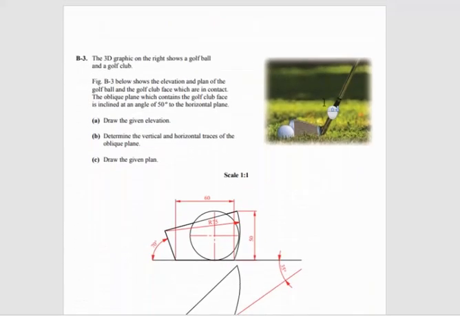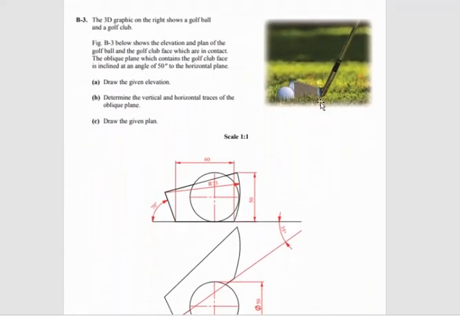Now the final question that we look at here is a question based on oblique planes, and we've actually got a sphere involved in it. What we have in the photograph is a golf club. We're looking at the head of a golf club and a golf ball, and the actual face of the golf club is inclined at 50 degrees. If we take, say, a pitching wedge, it's sloped at 50 degrees, and we need to draw the elevation of it first of all. All the elevation in this question can be drawn first.